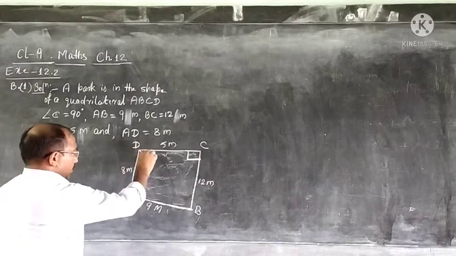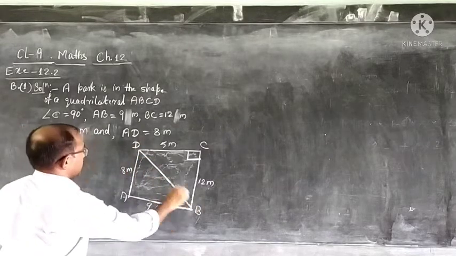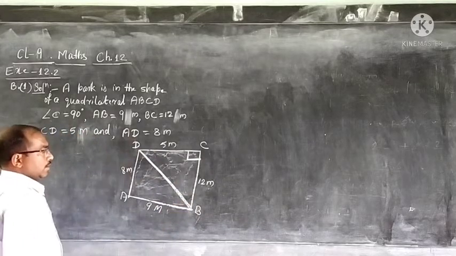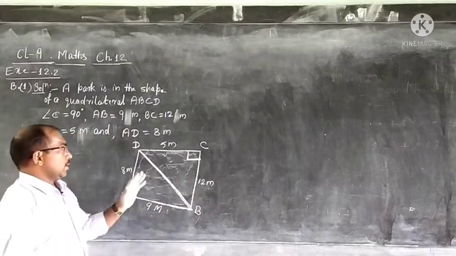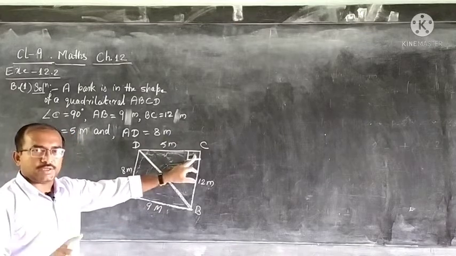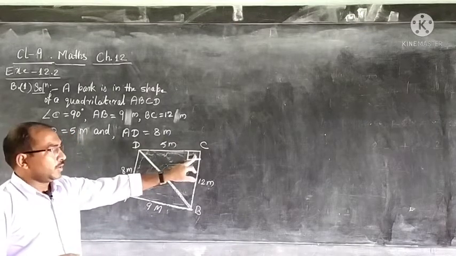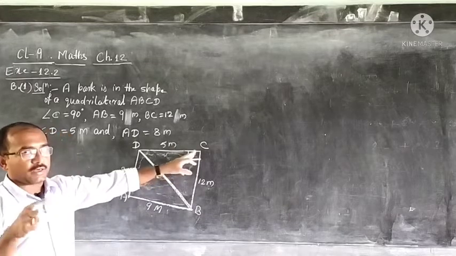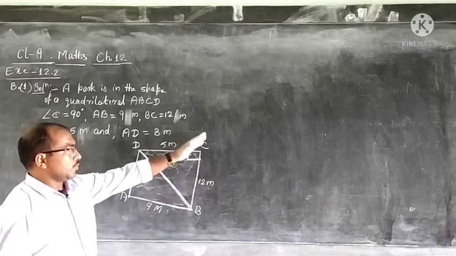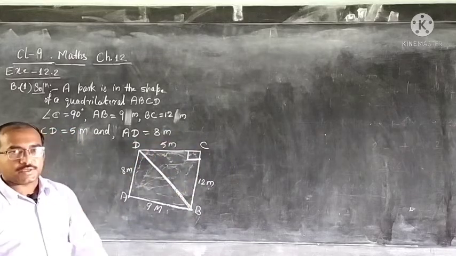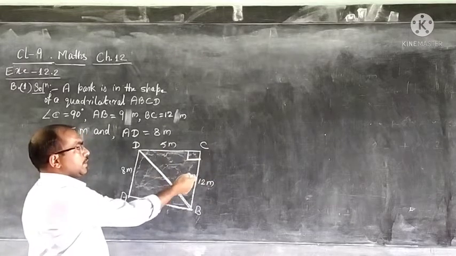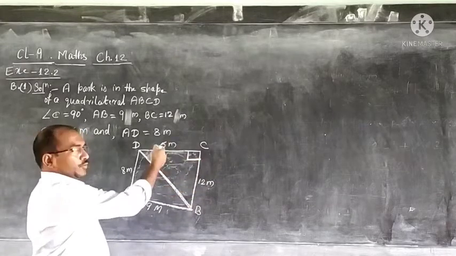So, what do we do? We draw the diagonal. From here we start the solution. Draw the diagonal. Why are we not drawing the other diagonal AC? Because this angle is already mentioned as 90 degree. If you know the angle is a right angle, the sides containing the right angle will be considered as the base and height. So, we will consider the area of this triangle, and very easily we can find half into base into height.